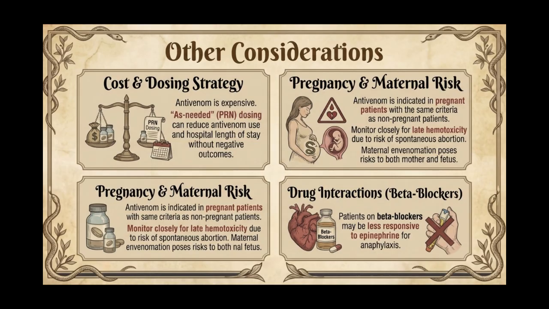Cost is an important factor to consider, as antivenom therapy, especially Fab antivenom, can be quite expensive. This has led to ongoing discussions about whether maintenance dosing or treatment for mild envenomations is necessary. Evidence suggests that conservative or as-needed dosing strategies can reduce the use of antivenom and decrease the length of hospital stays without negatively impacting patient outcomes such as bleeding or the likelihood of readmission.